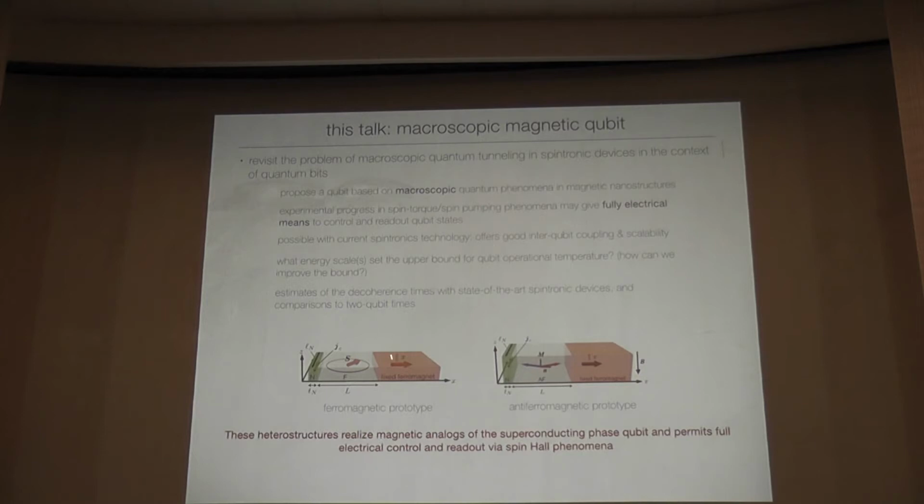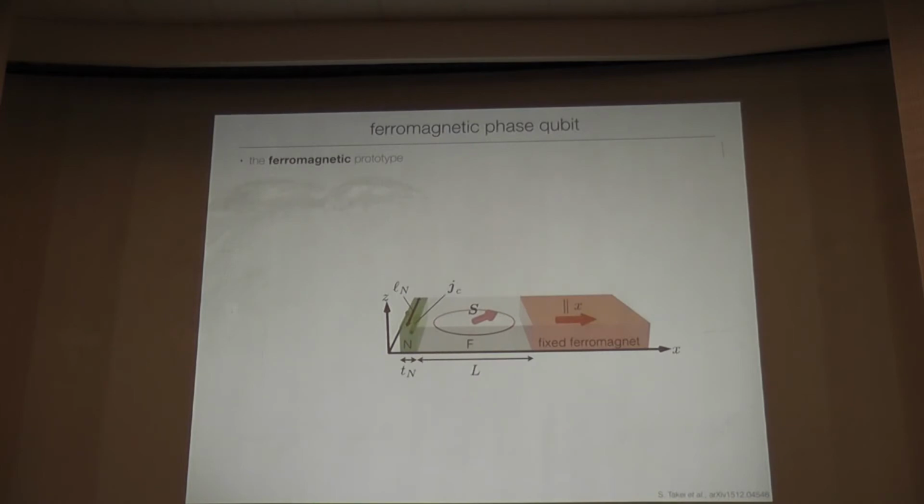So I want to talk about what kind of energy scales and what kind of temperatures we need to reach so that we can operate these devices in the quantum regime, and give estimates for decoherence times and so on. Okay, so I'm going to give a couple of prototypes, a ferromagnetic as well as an antiferromagnetic prototype. And I'm going to show how these qubits can be fully controlled using spin Hall phenomena. Okay, so first, starting off with a ferromagnetic prototype.